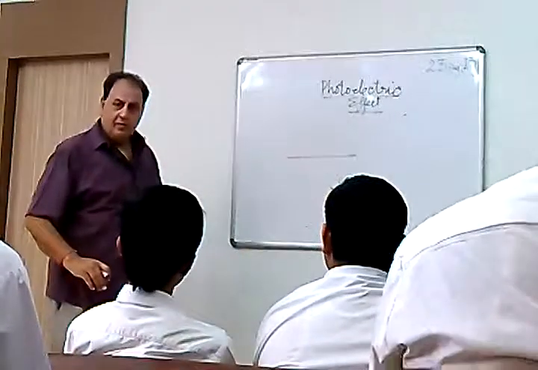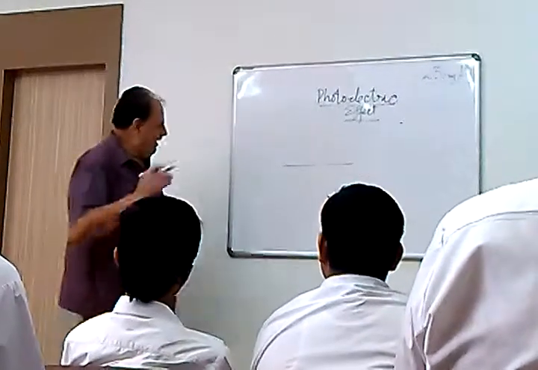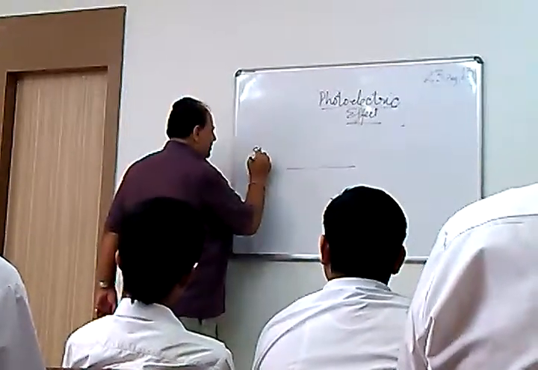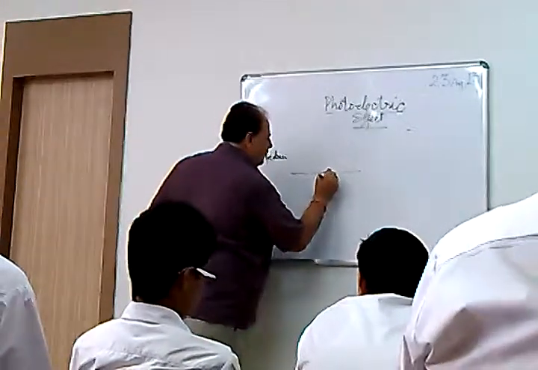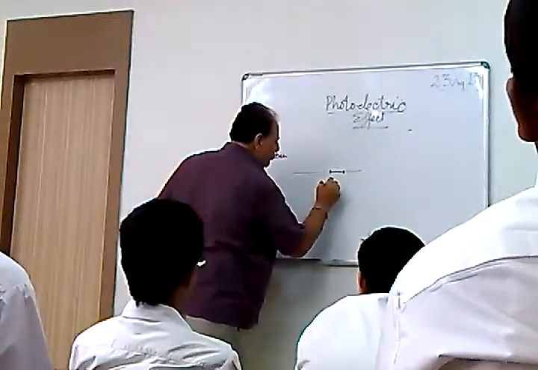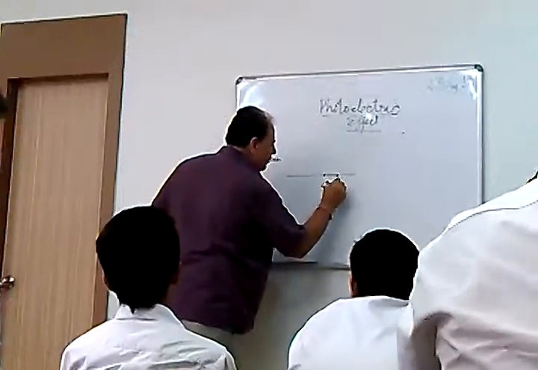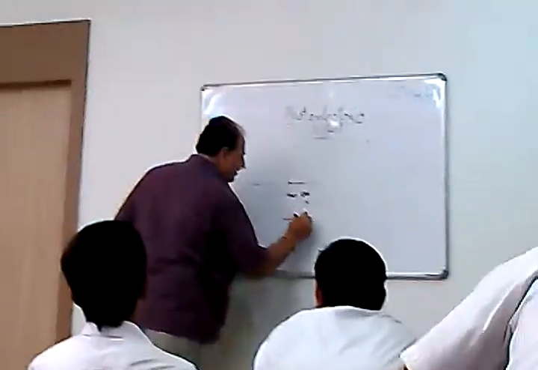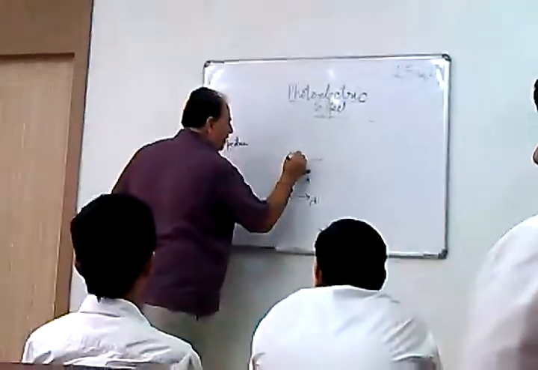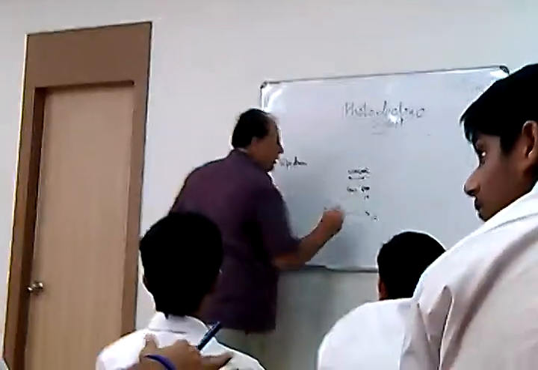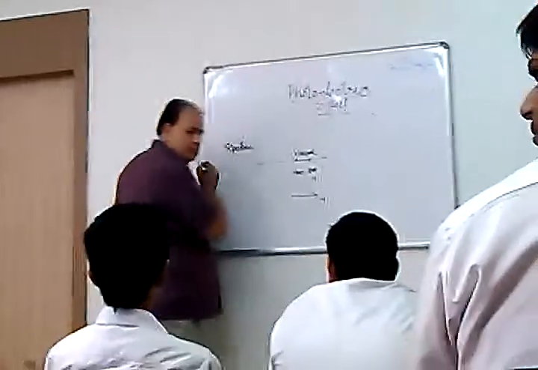Spectrum. You know the spectrum? Let's see. We'll just check how much you know about the spectrum. This is the light. Light is from here to here. I just told you, 4000 to 8000 wavelength. So wavelength is increasing here. So this is VIBGYOR. You cannot see beyond this.